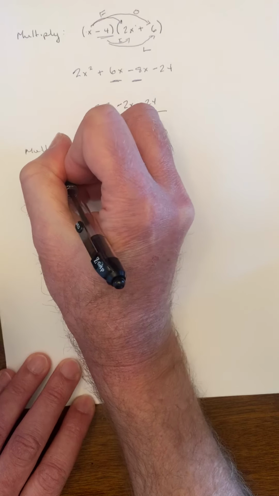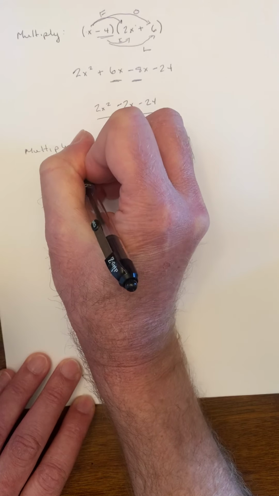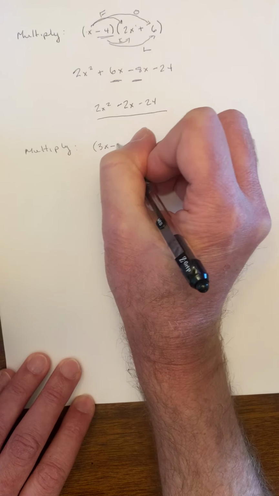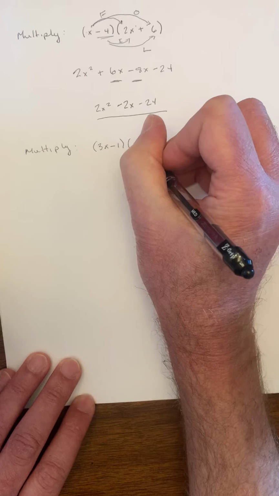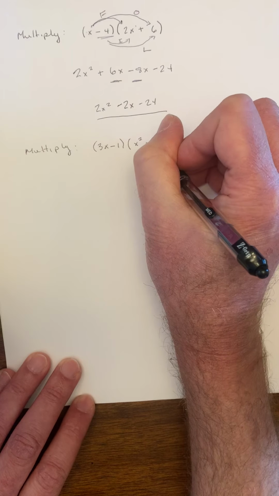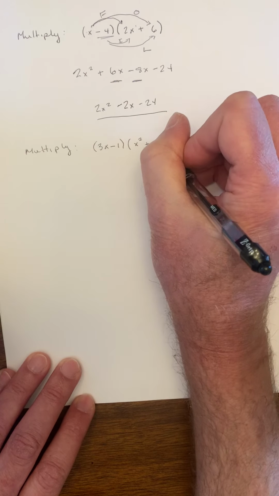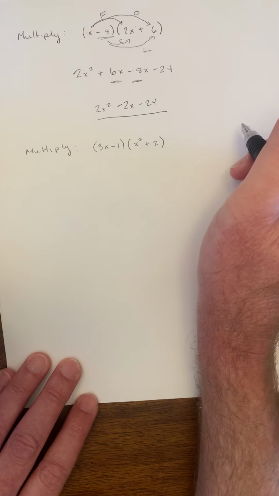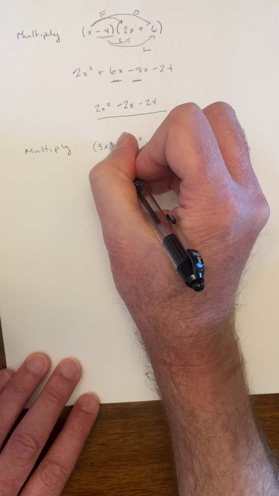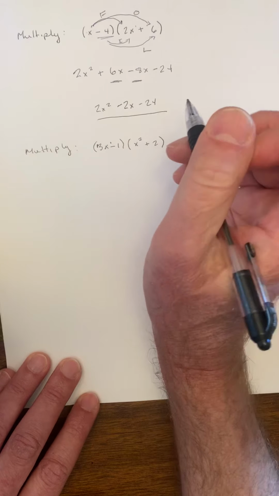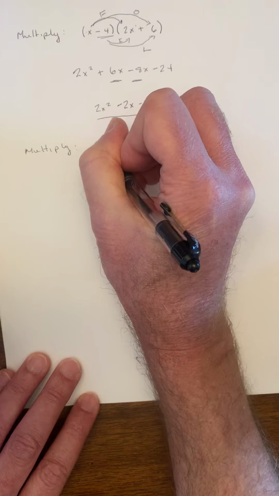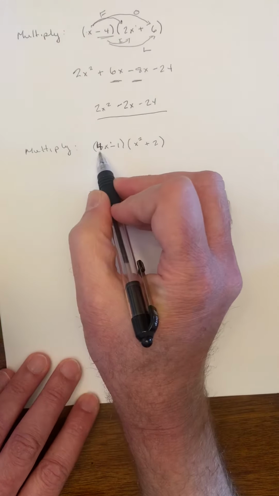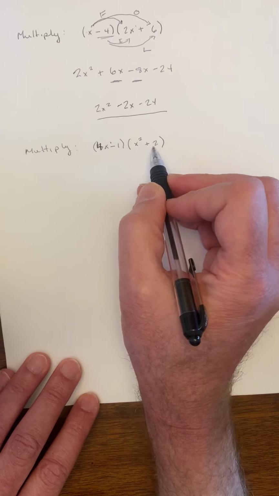Another example. I'm going to multiply 3x minus 1 times x squared plus 2. So, remembering that that's, okay, I'm going to change this to a 4 there for reasons known only to myself. Sorry, so we're going to do 4x minus 1 times x squared plus 2.